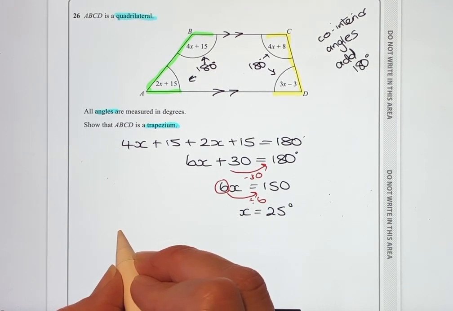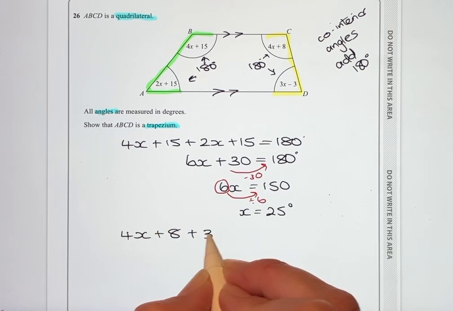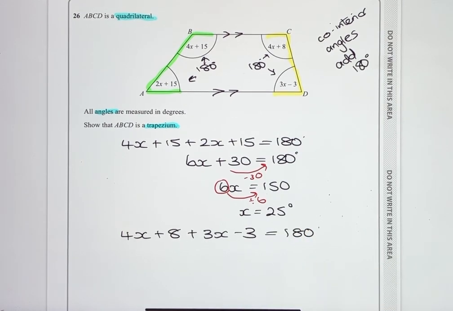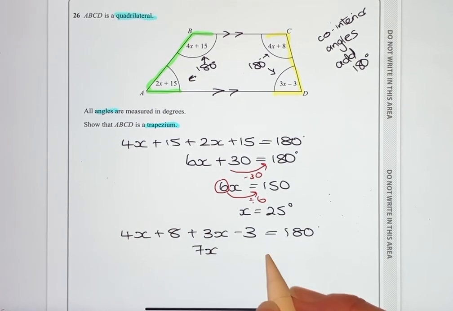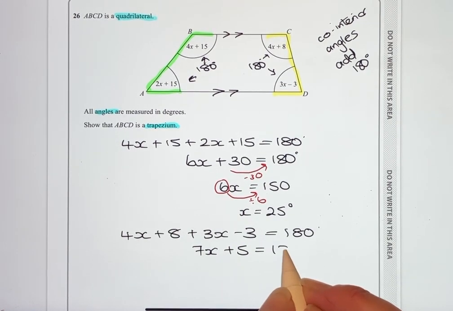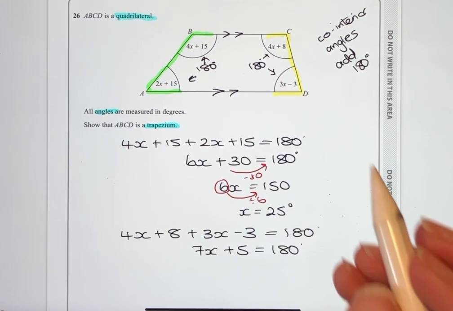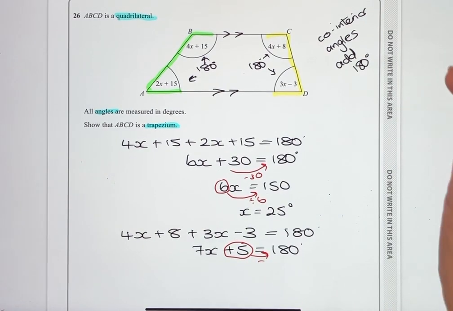So let's start off. So we've got 4x plus 8 plus 3x minus 3. And again, they've got to equal 180 degrees. Again, I'm going to simplify. So I've got 4x plus 3x is 7x. 8 take 3 is 5, positive 5. And that's equal to 180 degrees. I'm then going to subtract the 5 from both sides because it's a plus here, so I'm going to subtract it.